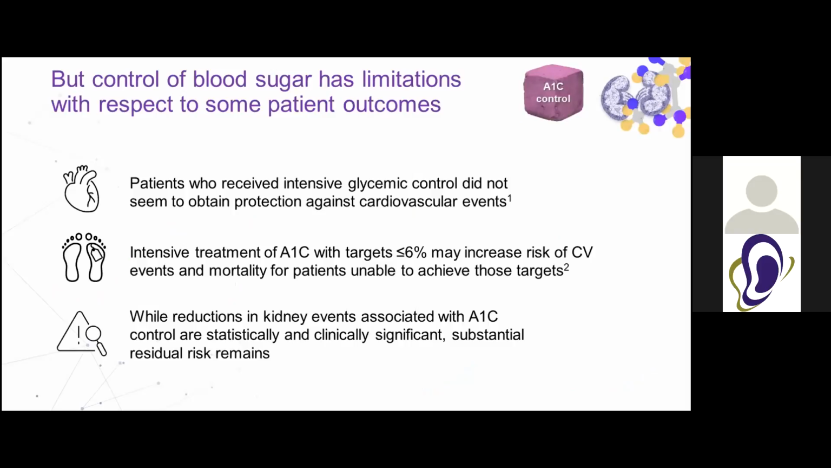And I'm not showing you all of the data, but people who got intensive glycemic control didn't actually have protection against cardiovascular events in all the trials done in the last decades. Intensive treatment of A1C with targets might increase the risk of cardiovascular events and mortality if you don't actually achieve those targets. And while there are reductions in kidney events associated with A1C control, they're statistically and clinically significant. There's still a fair amount of residual risk that remains, and I'll show you this more graphically in a moment.